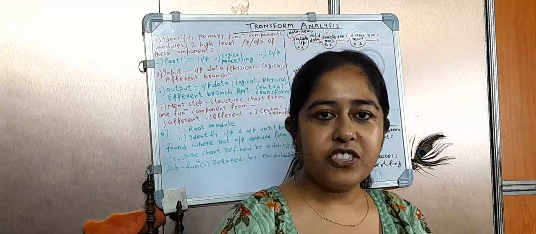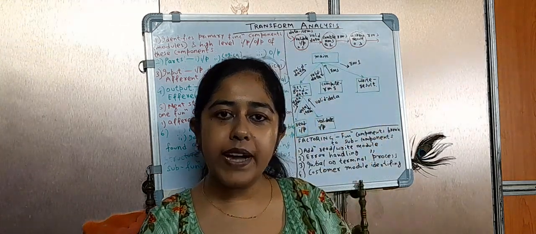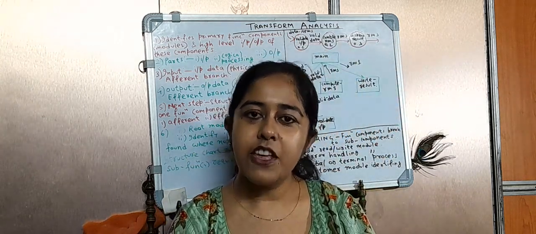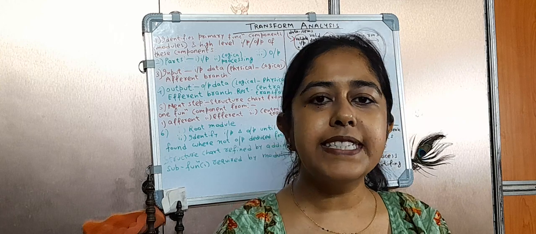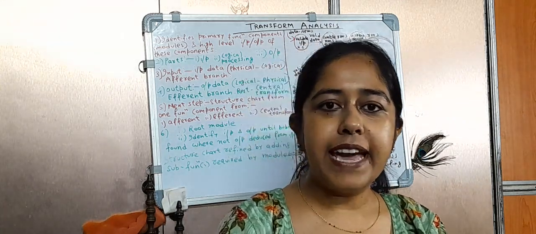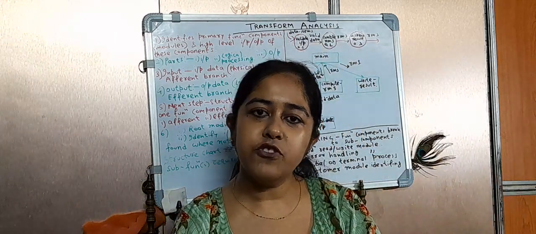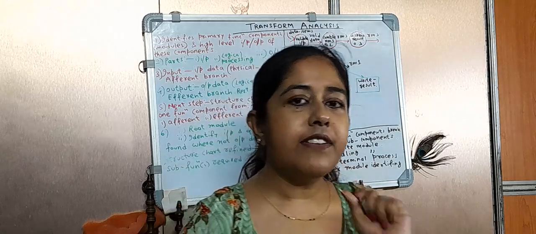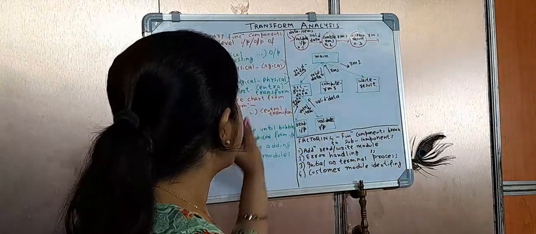While making the structure chart, we were using two kinds of processes. One was transform analysis and the other was transaction analysis. So in today's class, we will only study transform analysis: how we can transform the DFD into our structure chart. That was in our designing phase. Okay, so now let's see what a transform analysis is.